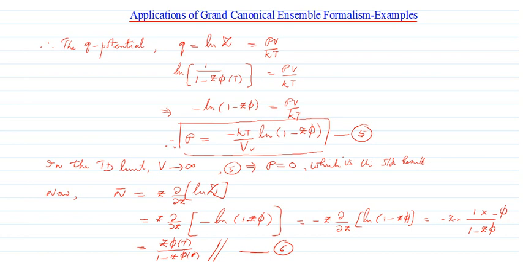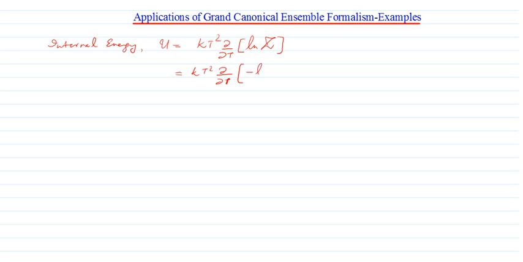Similarly, you can get the internal energy. The internal energy of the system, these are all thermodynamic quantities of interest. Internal energy U is simply equal to kT² ∂/∂T of log of the grand partition function, the Q potential. These standard equations have to be remembered. So you can substitute: kT² ∂/∂T of minus log(1 minus zφ(t)), where φ(t) is a function of temperature alone. Since this ∂/∂T means I have to treat z and V as constant.